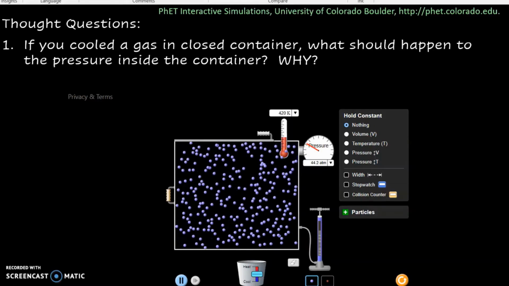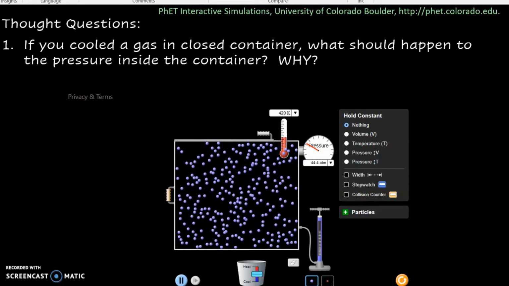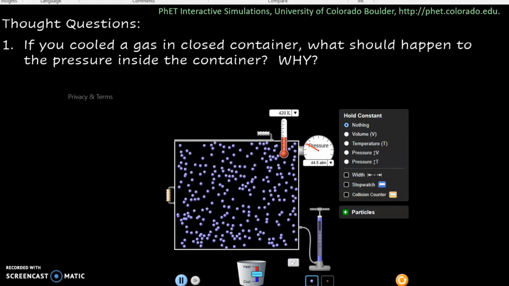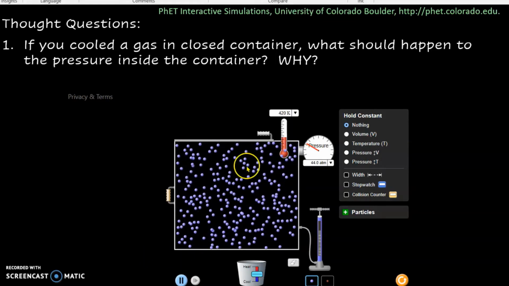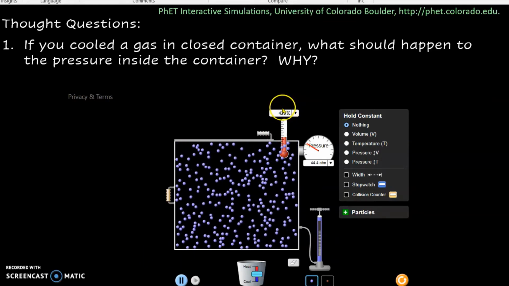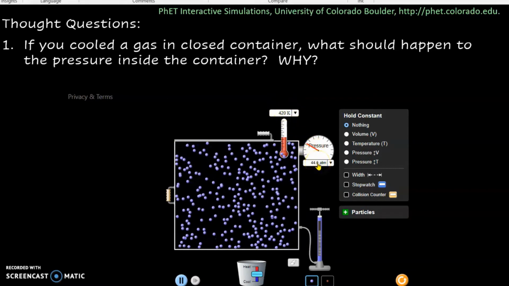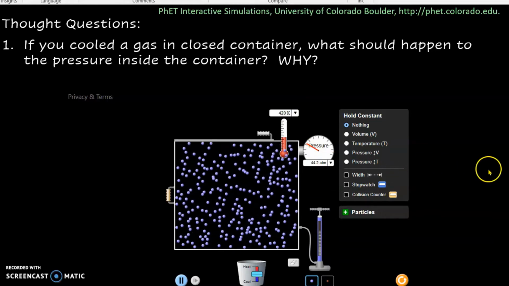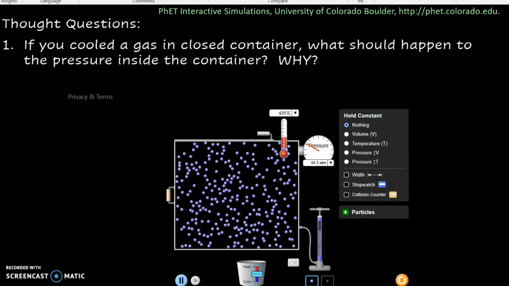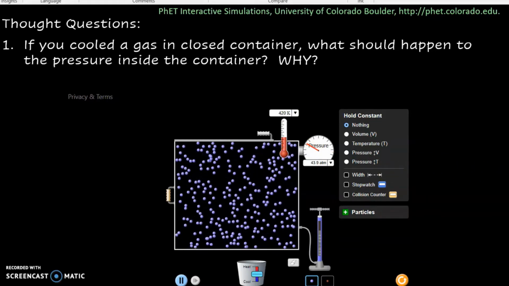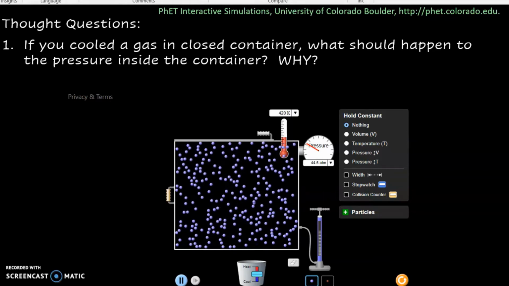Let's begin with some thought questions. Here we have a container filled with gas particles, and the current temperature is 420 K, and the current pressure is about 44 atmospheres. I want you to predict what will happen to the pressure inside the container if we were to cool the gas down.